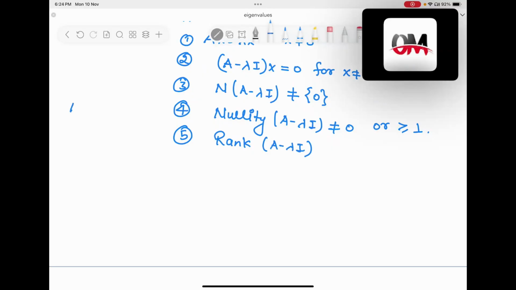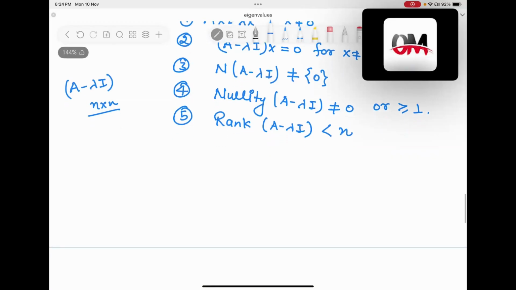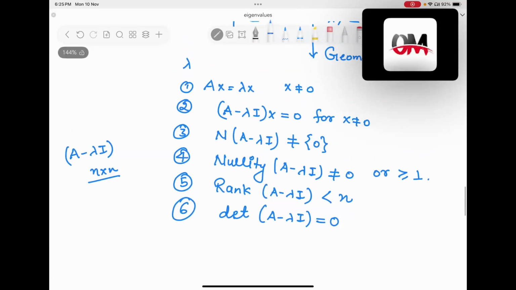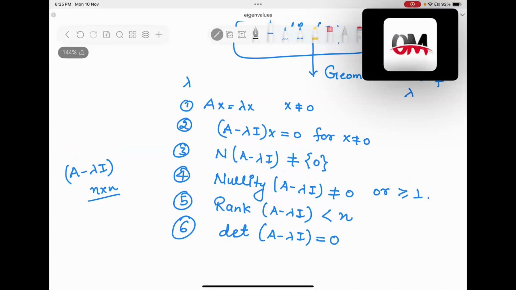Since, what is the order of A minus lambda I? It is an n cross n matrix, right? So since nullity is not 0, by the rank-nullity theorem, rank plus nullity equals n. Nullity is not 0, so rank has to be strictly less than n, right? Which is equivalent to determinant of A minus lambda I equals 0. So all these 6 statements are equivalent. So the following are equivalent.